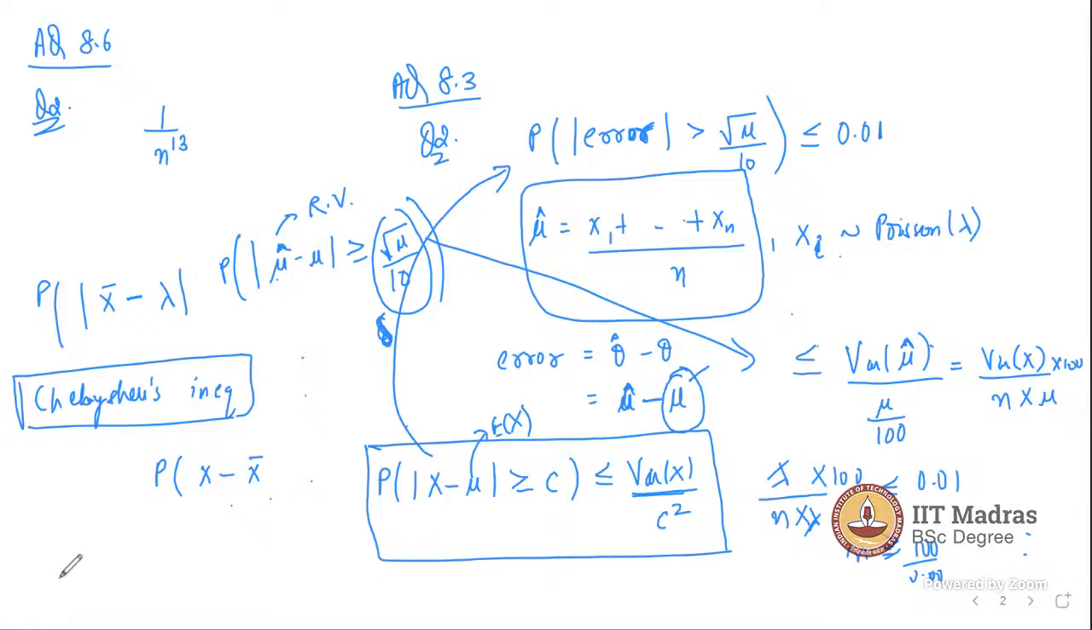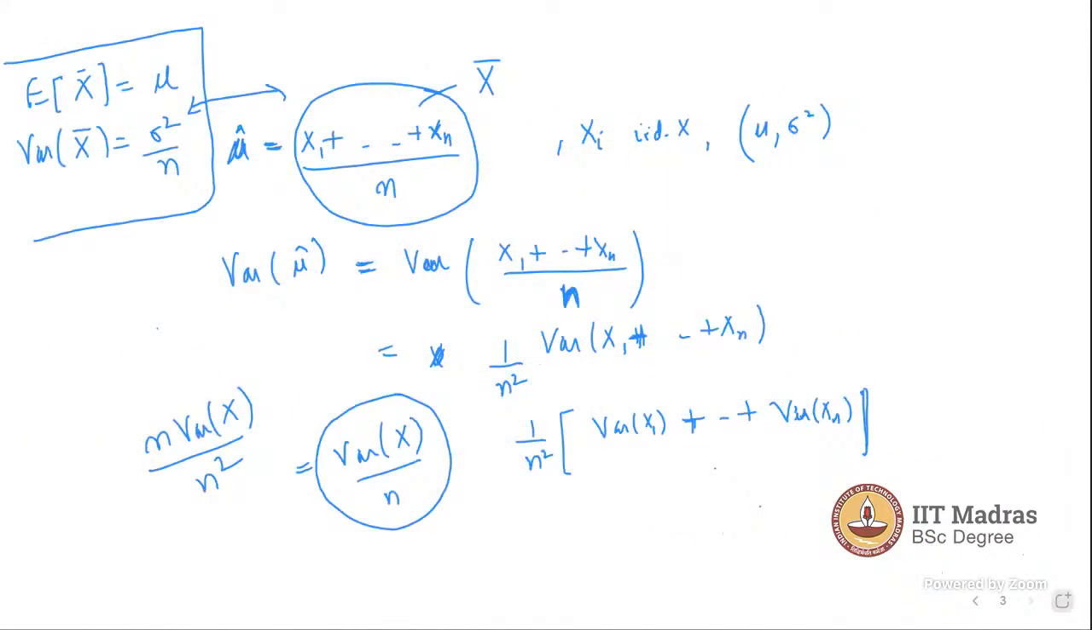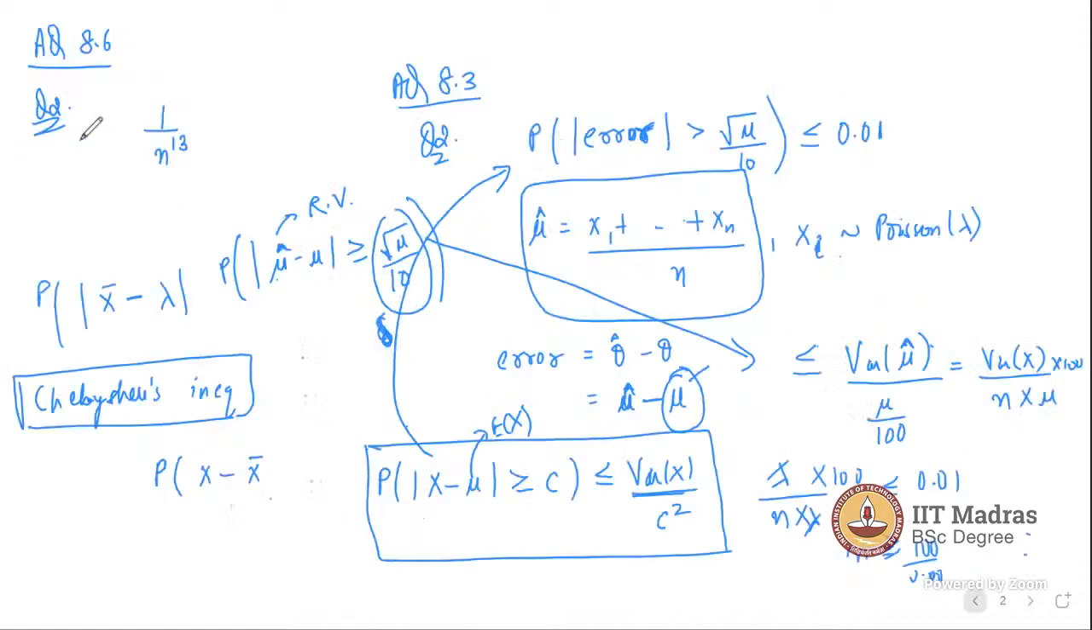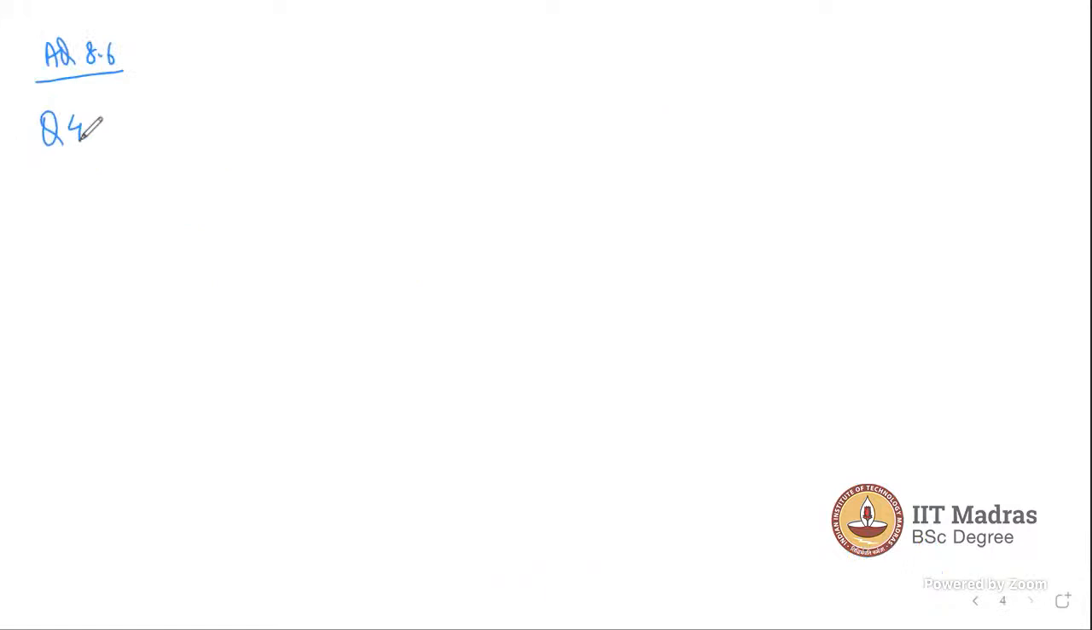Okay, coming to AQ 8.6. Who had asked the question? Yeah, Abhijit. So AQ 8.6, problem number 4. What was the number? 2. Okay. Yeah, you said it is coming out to be 1 upon n to the power 13. Correct? Yes, ma'am.